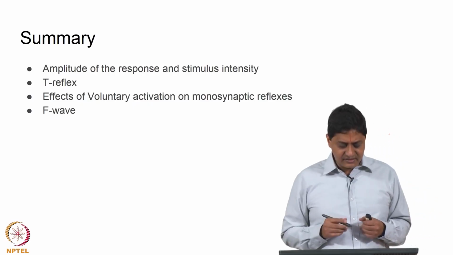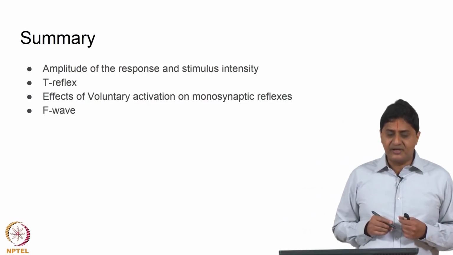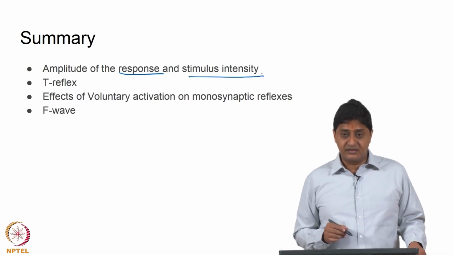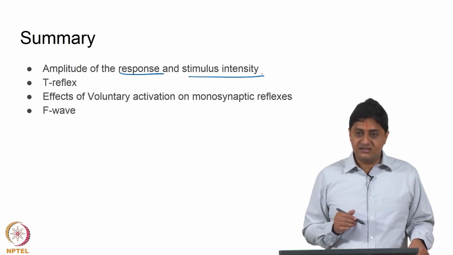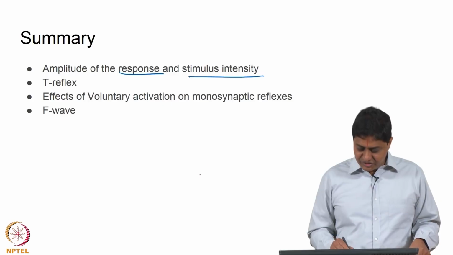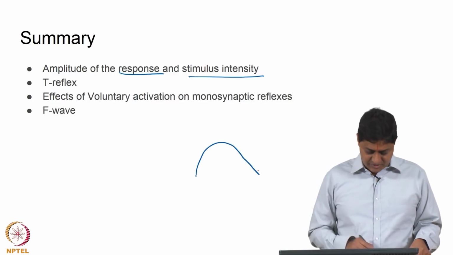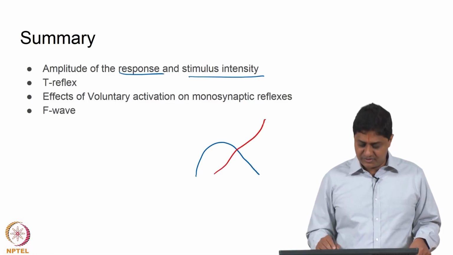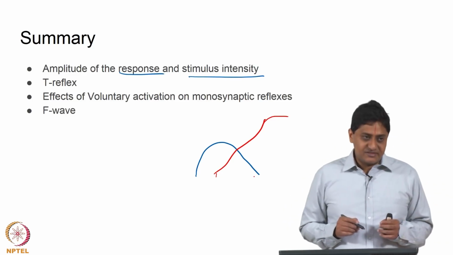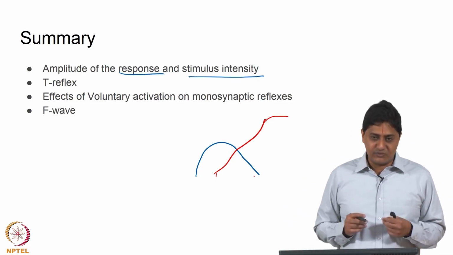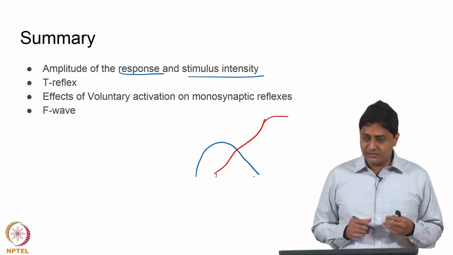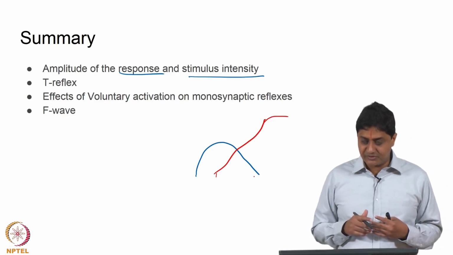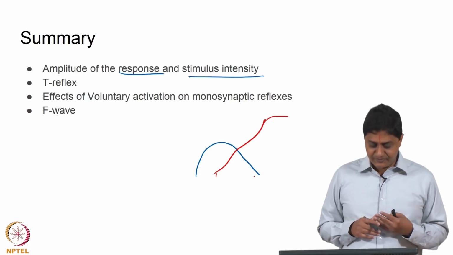So, in summary, what we have seen is the relationship between the amplitude of the response and the amplitude of the stimulus. If I increase the stimulus amplitude, the H reflex shows a non-monotonic response, whereas the M response shows a monotonic response. And we saw why this happens. It happens because of the refractory periods involved; the response amplitude keeps reducing in the H reflex as I keep increasing the stimulus amplitude, but not in the M response.